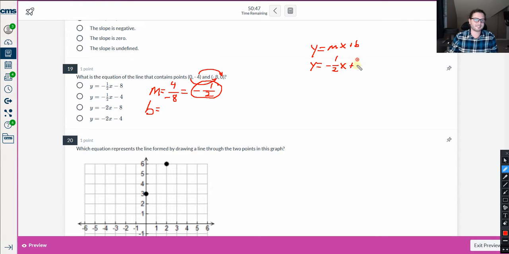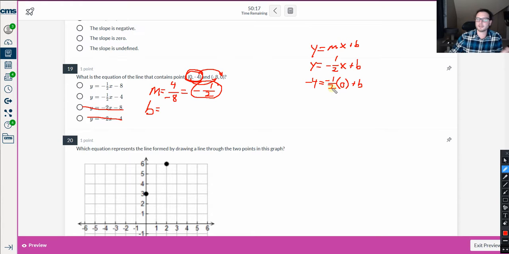x plus something. We don't know what that something is yet, but we can rule out these two answer choices. It's either going to be -4 or -8. So I'm just going to go ahead and pick and plug in this value right here. So let's see, y, that's -4, equals -1/2 x, x in this case is 0, plus b.